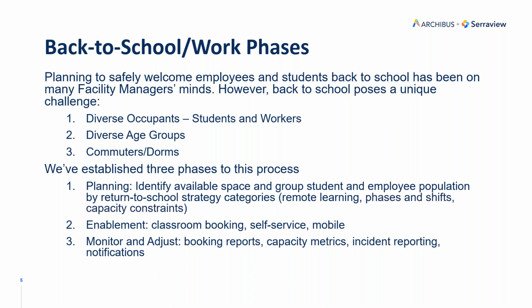And so what Archibus has done, and this is how the presentation is also going to be presented, is looking at the issue in three phases: planning, enabling, and then monitoring and adjusting. At the planning phase, we'll talk about identifying those spaces, and really thinking about the reduction in capacity and what it means. And then identifying the individuals that need to go to those spaces, making sure that we understand who they are, how they are categorized, and how I assign them to space.